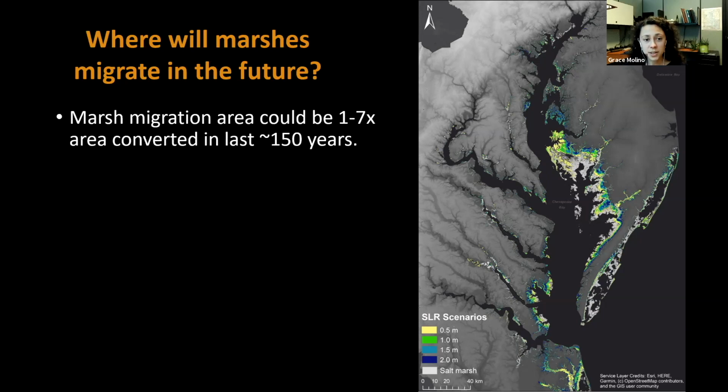And what this showed is that up to 1 to 7 times the amount of area that converted in the last 150 years will be converting under these sea level rise scenarios. And 2 to 3 of these scenarios were predicted to meet or exceed by 2100. That's only 80 years that we will see an immense amount of coastal change that is, like I said, 1 to 7 times what we saw in 150 years previously.